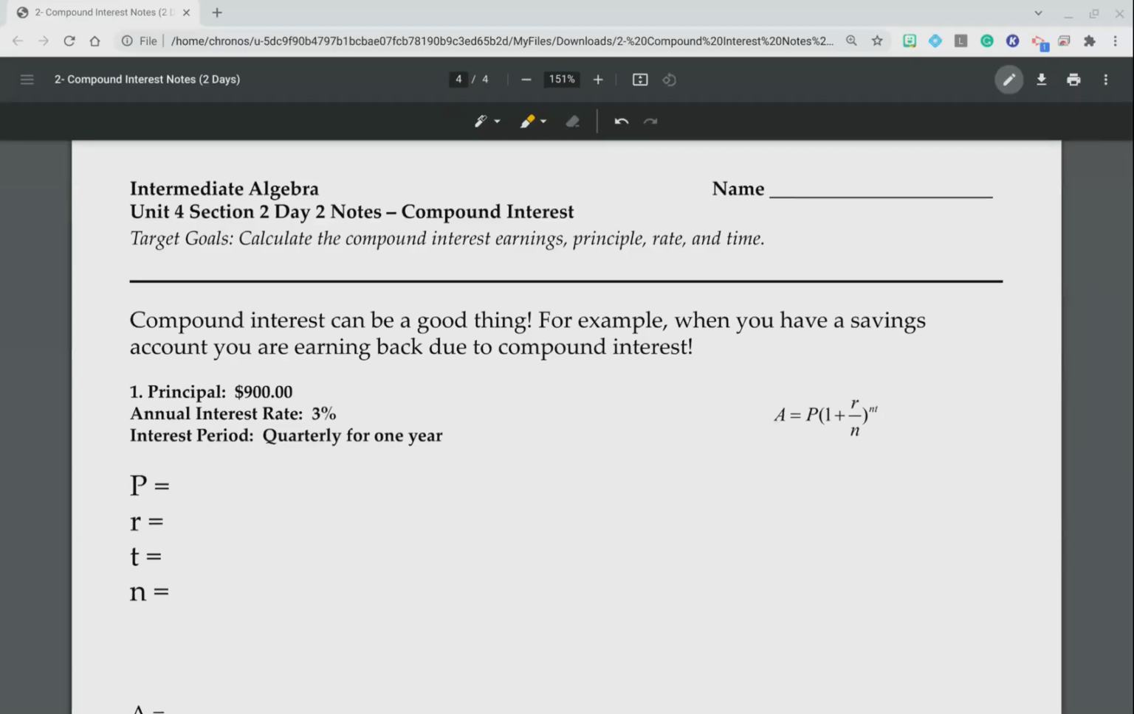Today we're looking at compound interest again, and compound interest can be seen as a good thing. If you have a savings account, for instance, that is having interest compounded, you're actually making more money on that savings account. Okay, the formula is no different. This is just a little bit of extra practice for you today because this formula can be a little bit difficult. All right, so let's do some.